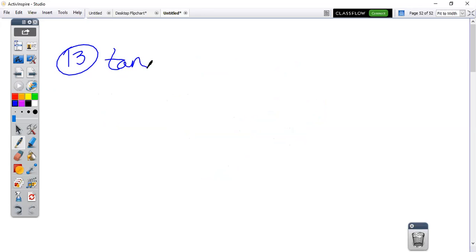Half angle identity again. So 157.5. It says to make sure we use a half angle, so we need to double 157.5. What's 157.5 times 2, people? 315.